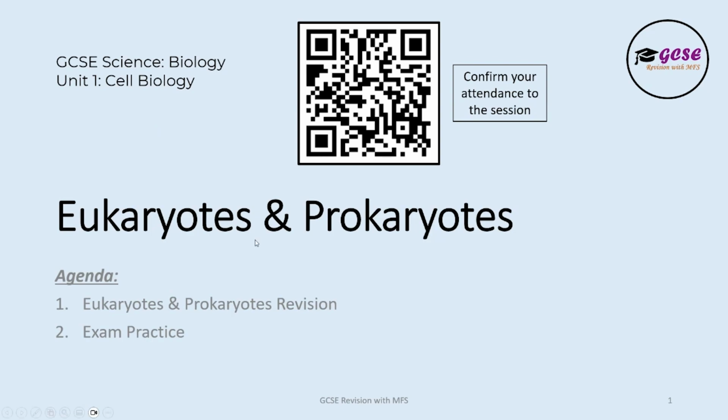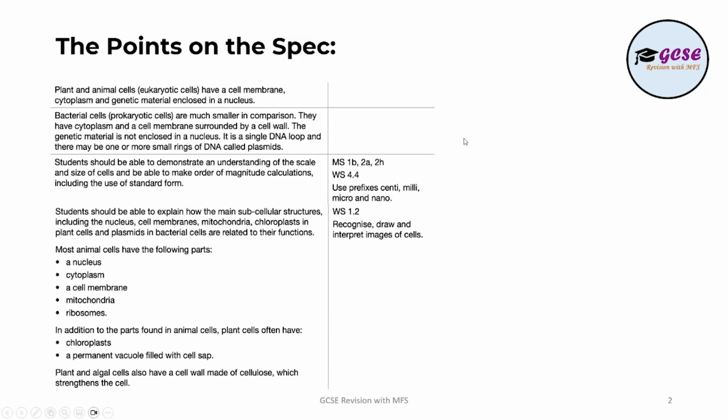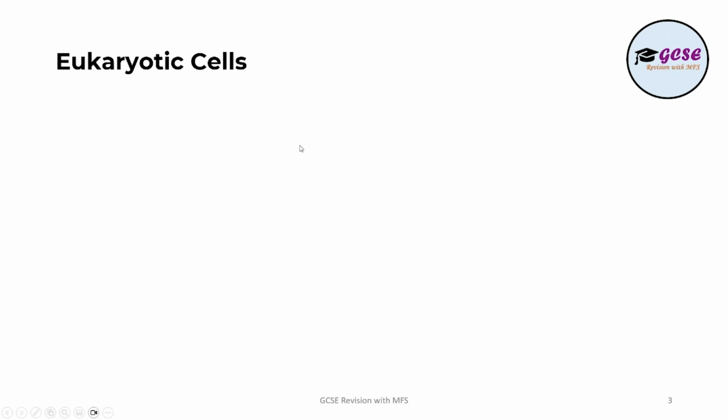Okay, so if we begin now, here's a glance at the spec of what the exam board are actually wanting you to know and what they expect you to achieve. Okay, and we're going to cover these points on the spec. We won't be going into magnification or magnitude calculations in today's lesson, but we will have a look at the theory behind prokaryotic and eukaryotic cells. We will have a look at this towards the end of the lesson just to make sure we have ticked off everything.